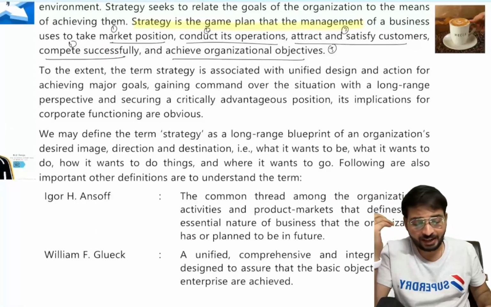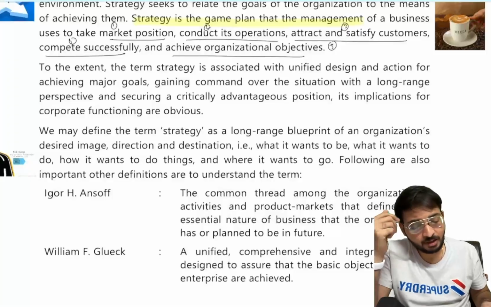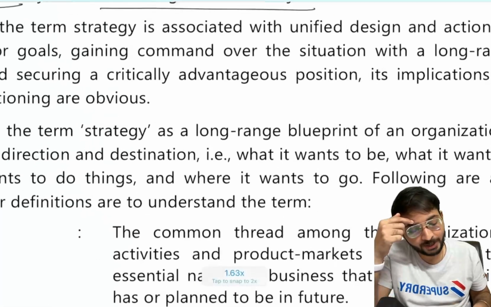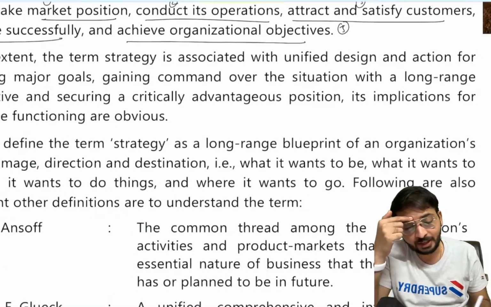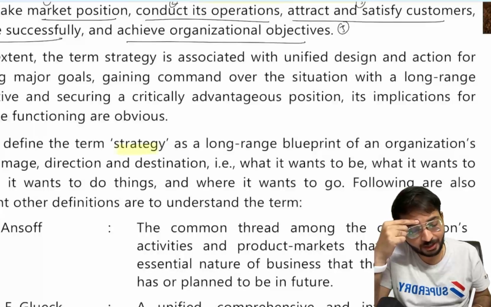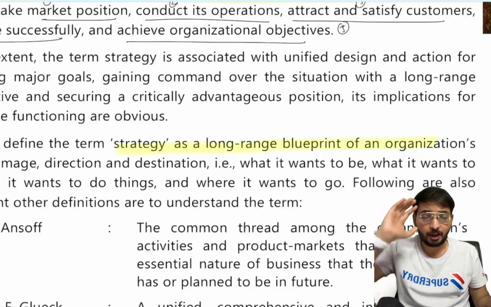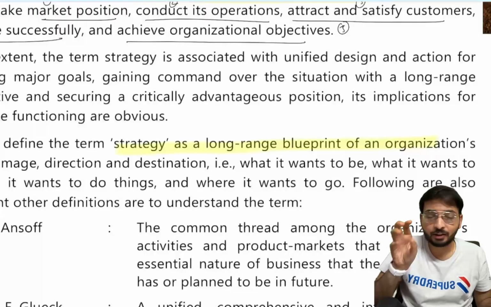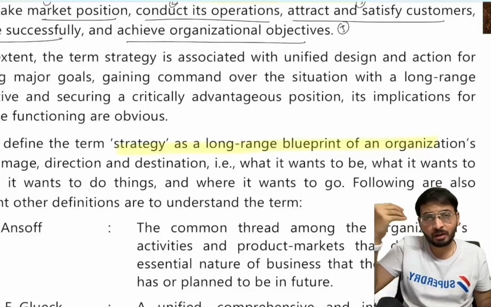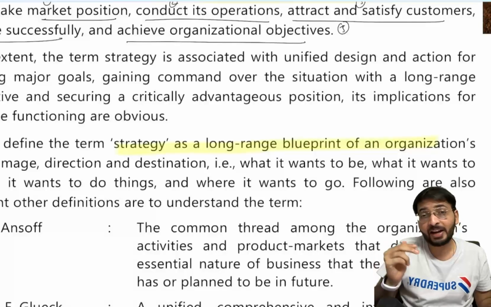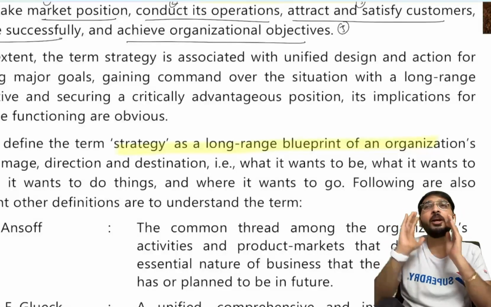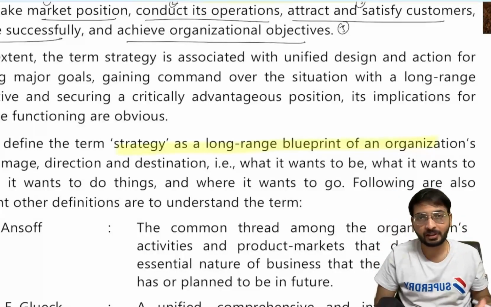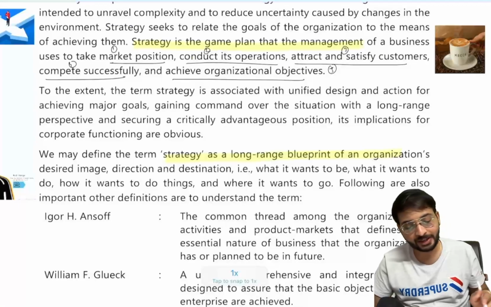Now, second definition: strategy is a long range blueprint of an organization. Whenever you're drafting a strategy, you have to think longer term, business has to sustain. A strategy should be for a shorter term also, for a longer term also. But whenever you are thinking, it should be long range, it should be helpful for the business. To get its what?